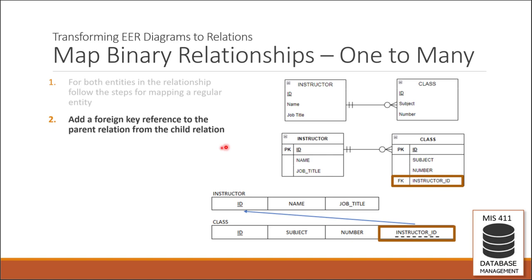So as it says, we're going to place the foreign key reference to the parent in the child, right? So the child in this case we can identify as the class. So we place the foreign key in the class relation, referencing the instructor, right? And so down below you can see it as well. The instructor ID foreign key is now placed in the class relation and references the instructor ID. So this is a pretty simple process.